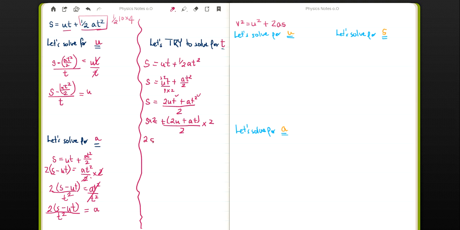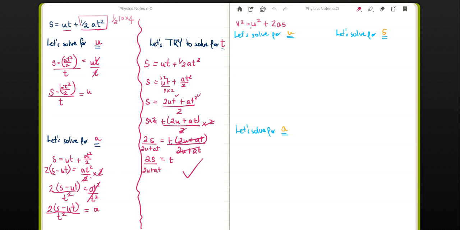So now we can say times 2 here and times 2 here. So we're going to have 2s equals t times 2u plus at, all in brackets. This cancels out and this cancels out. So now we have 2s equals to, and we're going to divide this side by 2u plus at, and we're going to also do the same thing here, 2u plus at. This goes and this goes. So we have 2s over 2u plus at equals t. And that's basically it for this one.